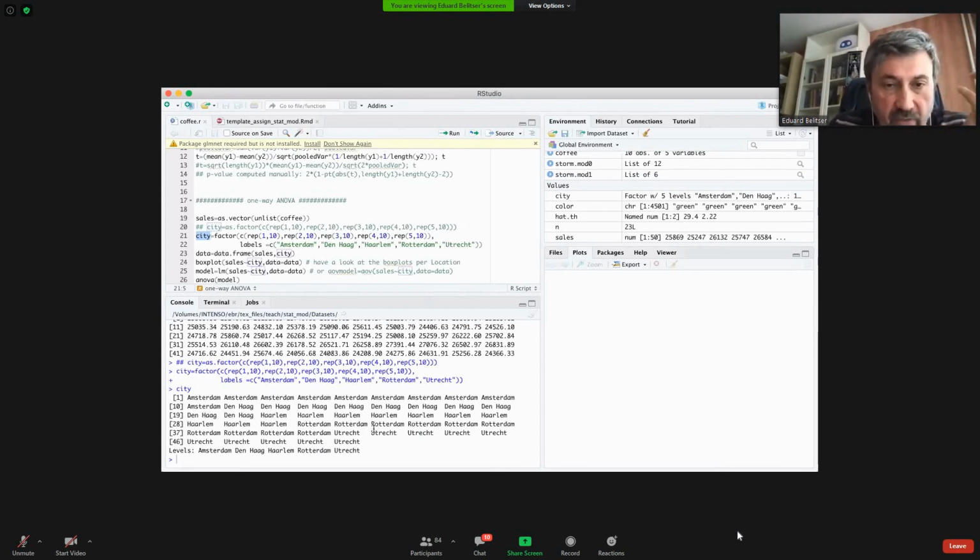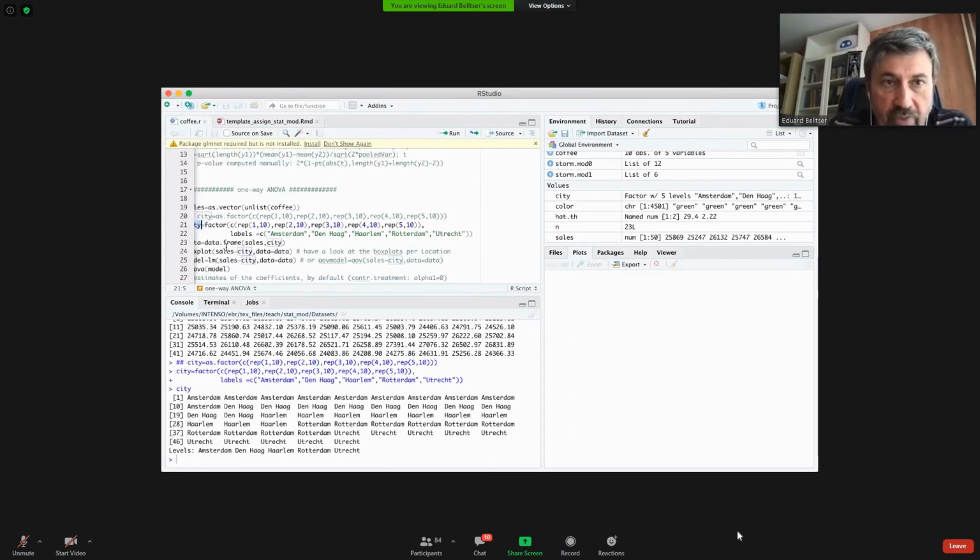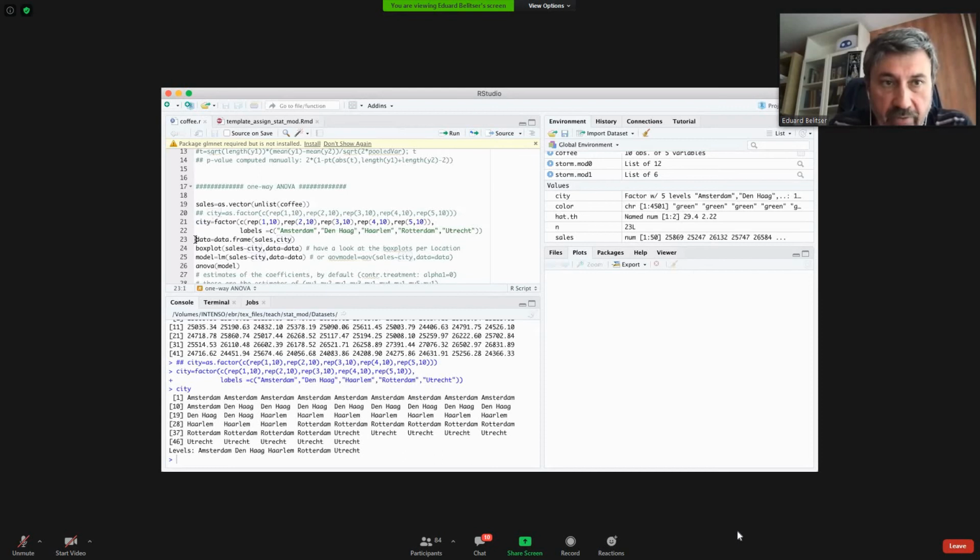So this vector should correspond to that vector, the previous one, right? Actually, you don't need to put them on top of each other. You can shuffle around, but it's fine as long as your factor vector corresponds to that. So the first observation comes from Amsterdam. It has to be Amsterdam in the corresponding vector of factors. So we created the first sales and city. Now we put them together in one matrix, as a data.